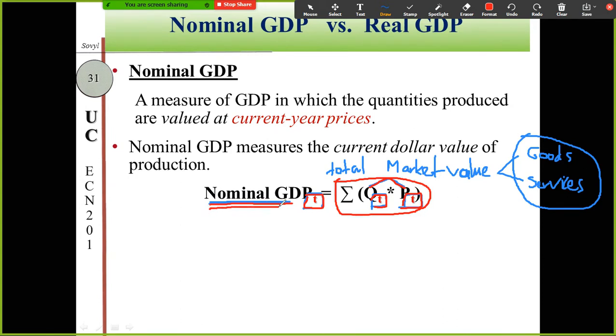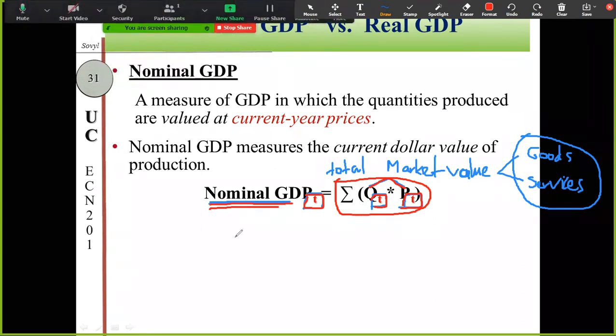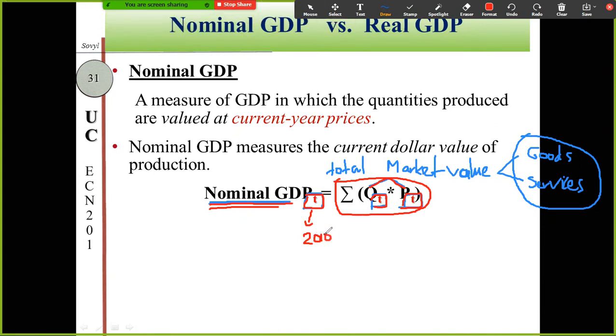This is what we call nominal GDP year T. Maybe we can go back to our table earlier. If T equals 2010, we want to compute nominal GDP 2010. That's why Q we take from 2010, and P_T, because T is 2010, that's why P also 2010.